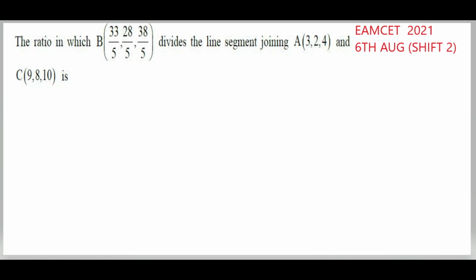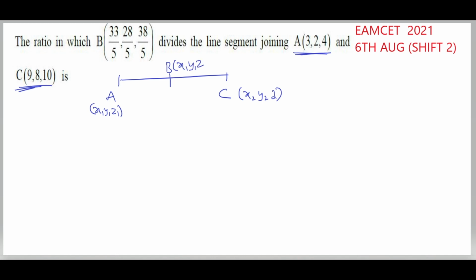The ratio in which B(33/5, 28/5, 38/5) divides the line segment joining A(3, 2, 4) and C(9, 8, 10) is. Here is the line segment, this is A and this is C. So this point is x1, y1, z1. This is x2, y2, z2. This is divided at point B(x, y, z). Now we find the ratio. B divides the line segment AC in the ratio.